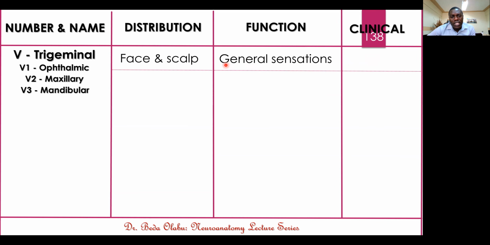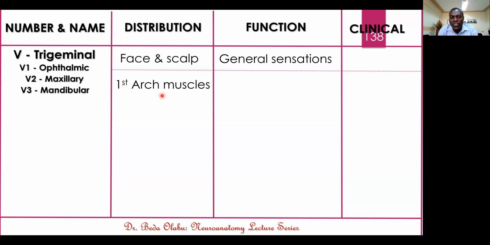Apart from general sensations, the trigeminal nerve, and this is particularly the mandibular division of the trigeminal nerve, also supplies muscles of the first pharyngeal arch. Now, you don't know what pharyngeal arches are, but pharyngeal arches are like the gills of fish. At some point during development, the embryo has the facial and neck region looking like the way the gills of fish are.